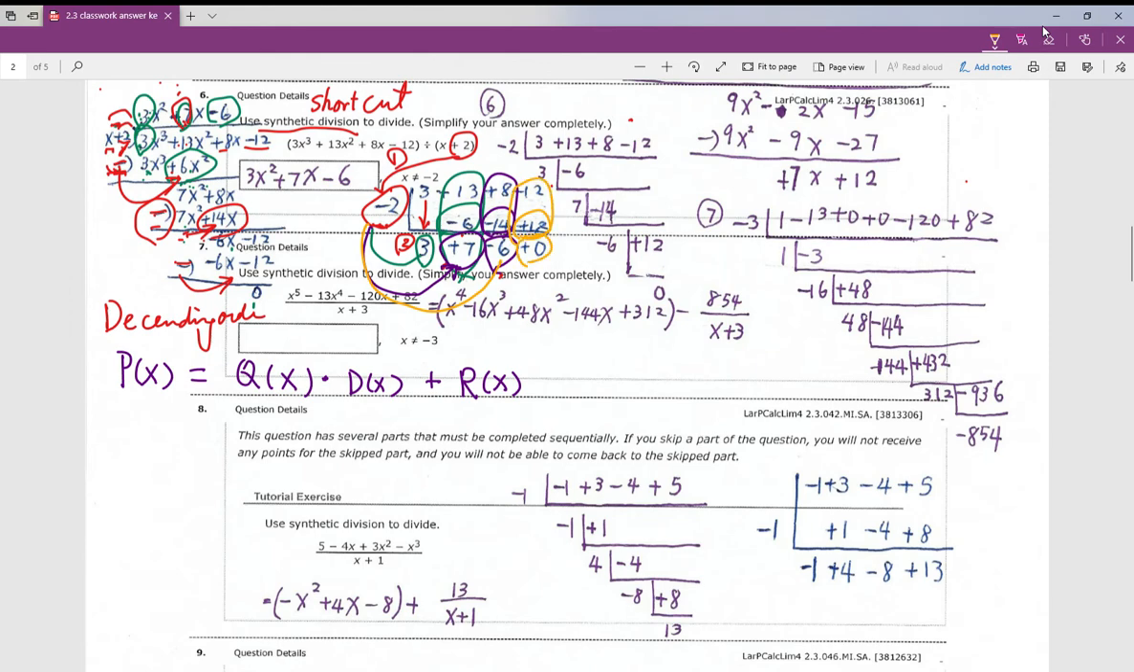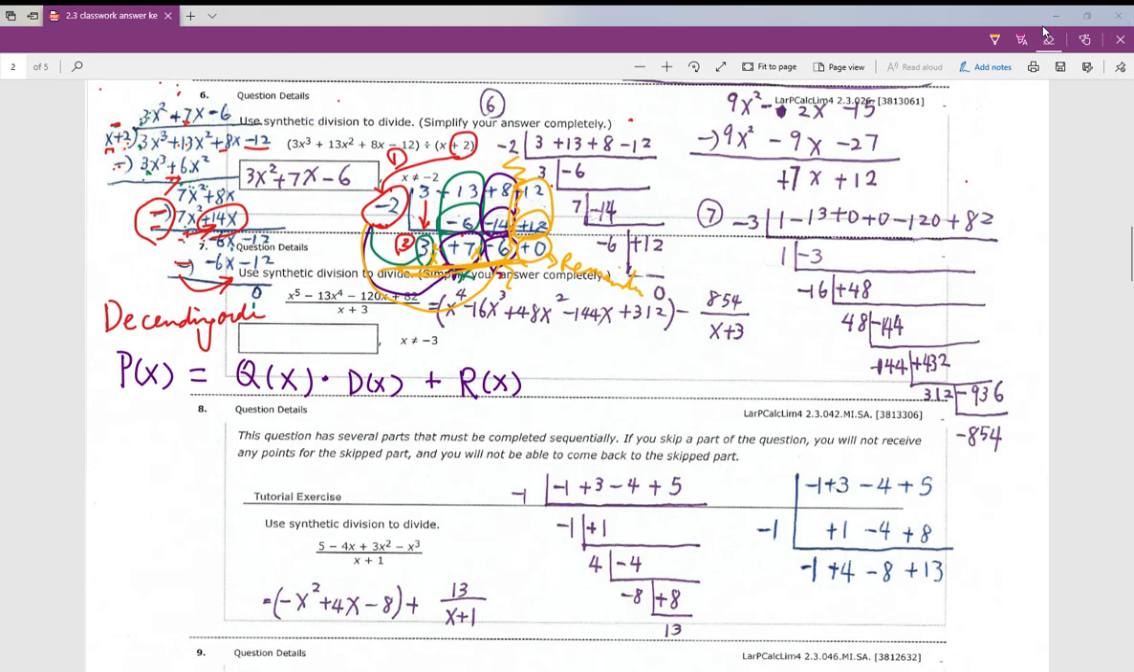Now one thing to keep in mind, this 0 is the remainder. This is the remainder. And what's the quotient? The quotient is here: 3x squared plus 7x minus 6. Okay, so let me erase those marks and then let me explain one more time for you.